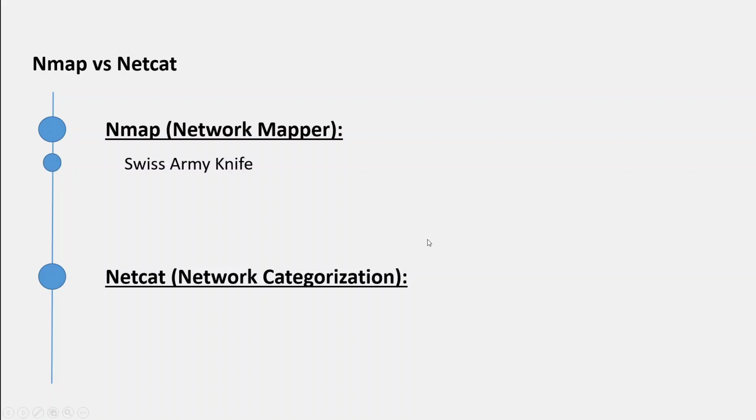Nmap, or Network Mapper, is a free open source tool designed for network discovery and security auditing. It is also called a Swiss Army knife for network administrators, providing a range of features to explore and secure their network.